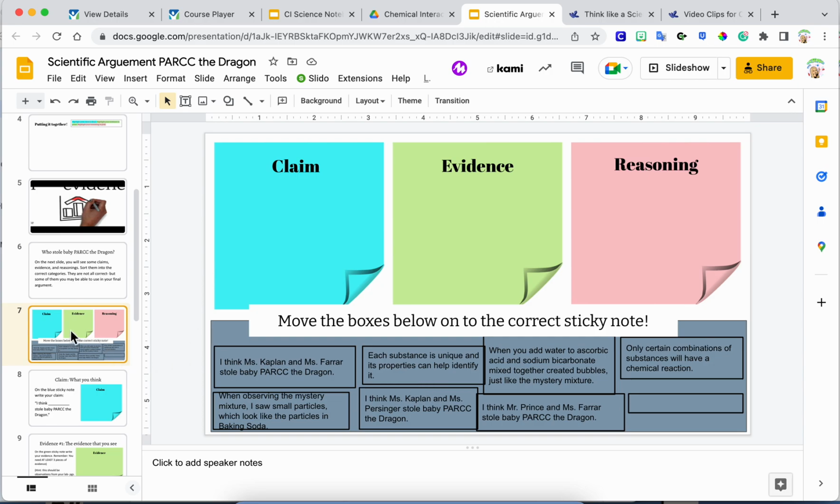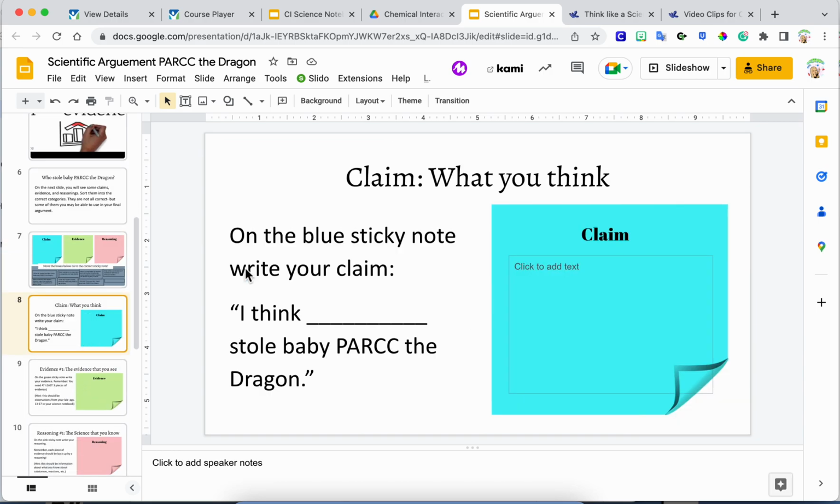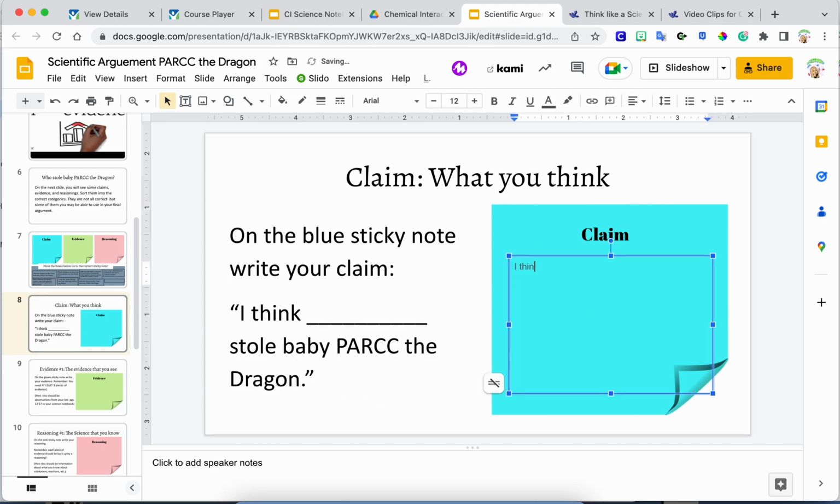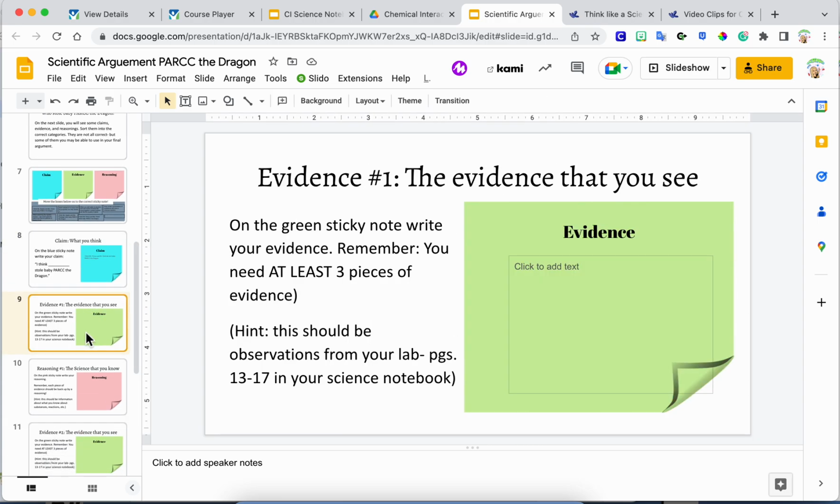Once you're done with that, you're going to go down and you're actually going to write your own claim. So your claim should be, I think blank stole Baby Park the Dragon. So you're just going to, in this box, type, I think, and then maybe you say something like Mr. Prince and Mr. Dorchak stole Baby Park the Dragon. Okay, you're just going to write your claim, whatever it is, on this slide. Then we're going to move to your evidence.